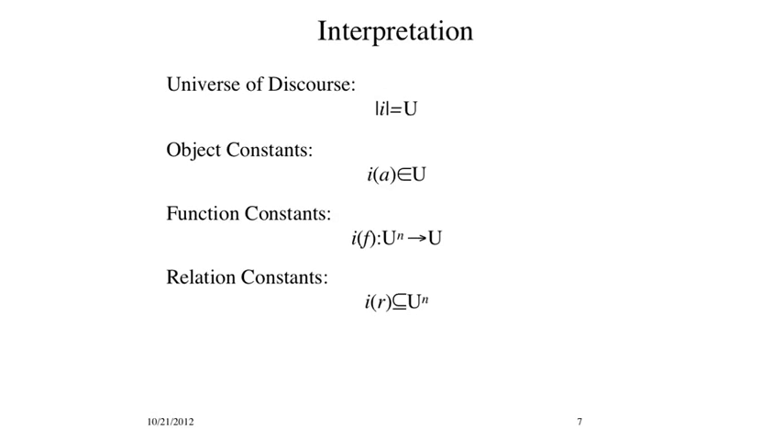The universe of discourse of an interpretation, I, written here as I enclosed in vertical bars, is an arbitrary set of objects. Again, let's call it U. Each object constant A in our language is mapped into an element of U. Each function constant F with arity N is mapped into an n-ary function on U. Each relation constant R with arity N is mapped into an n-ary relation on U.